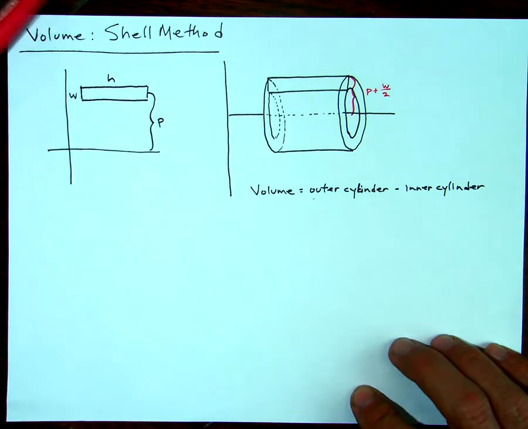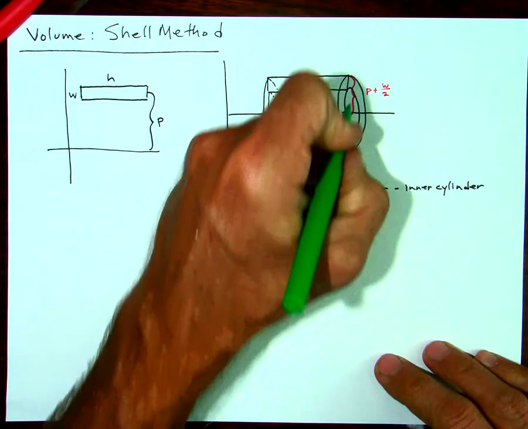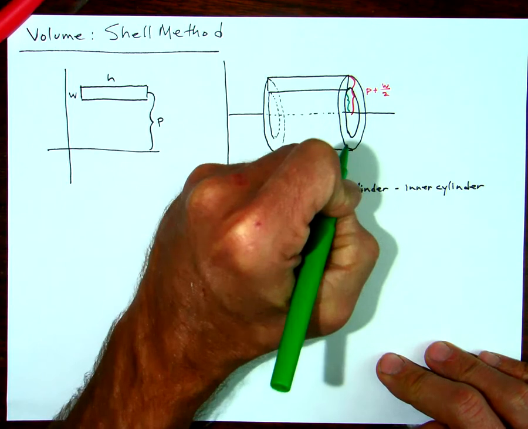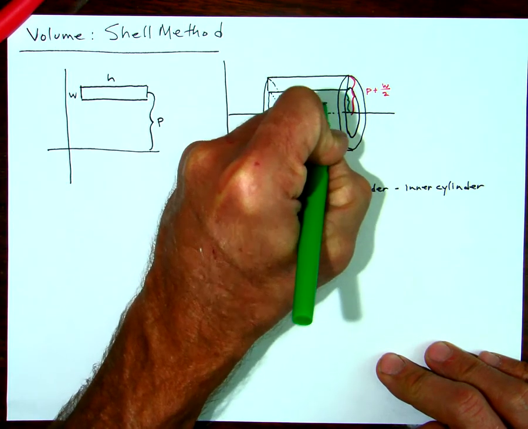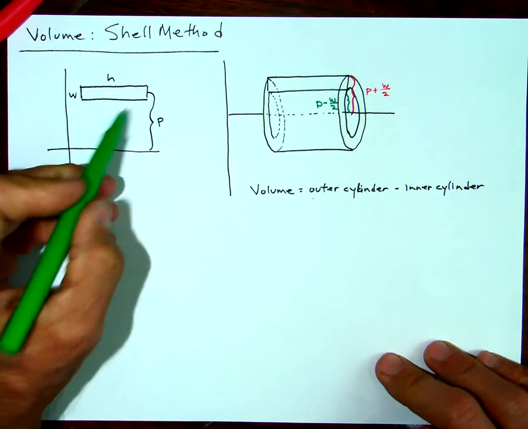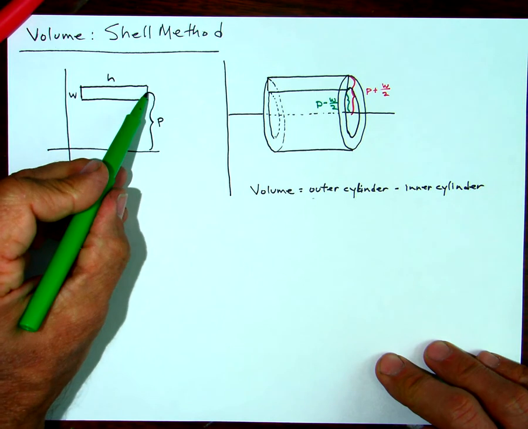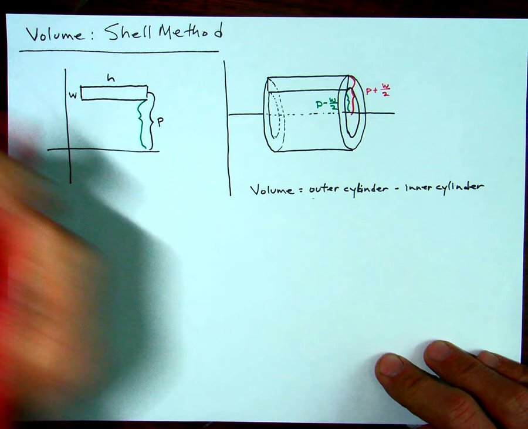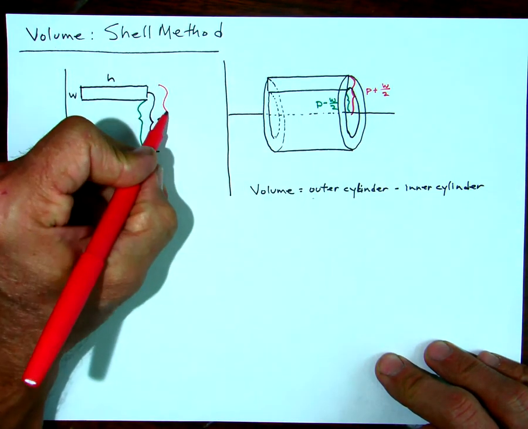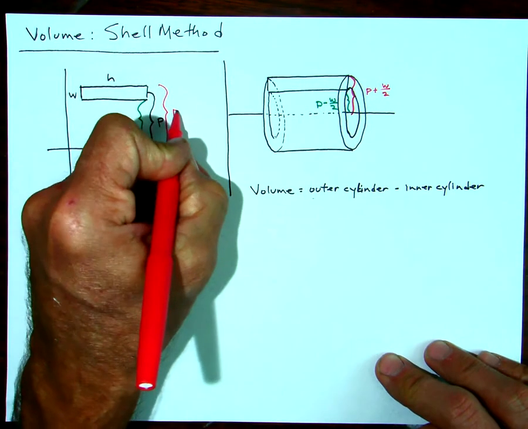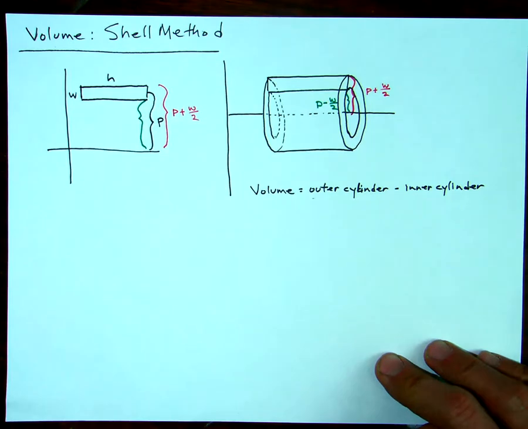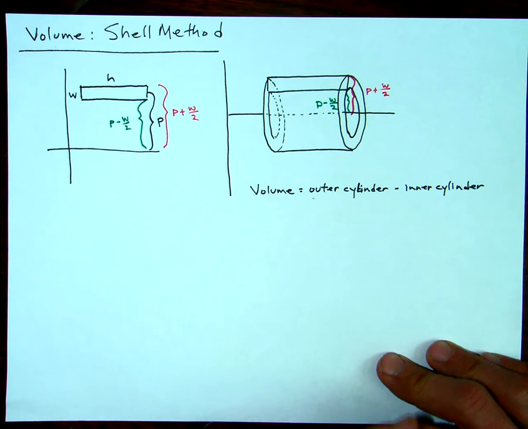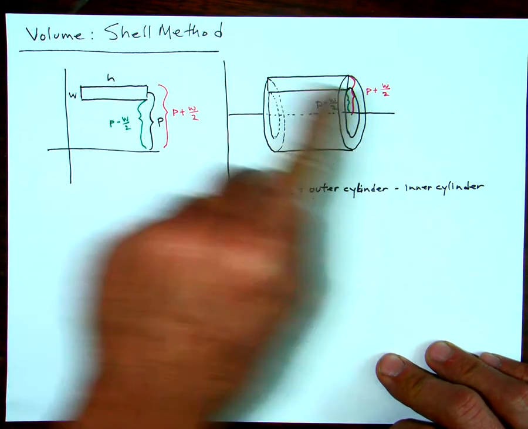And then the radius for the inner cylinder, going this way, is going to be P minus W over 2, because again, we're at P and we're coming down by that distance. This is the green distance, and this is the red distance. So this is P plus W over 2, and this is P minus W over 2. If we're looking just at the face of this thing, that gives us the radius.